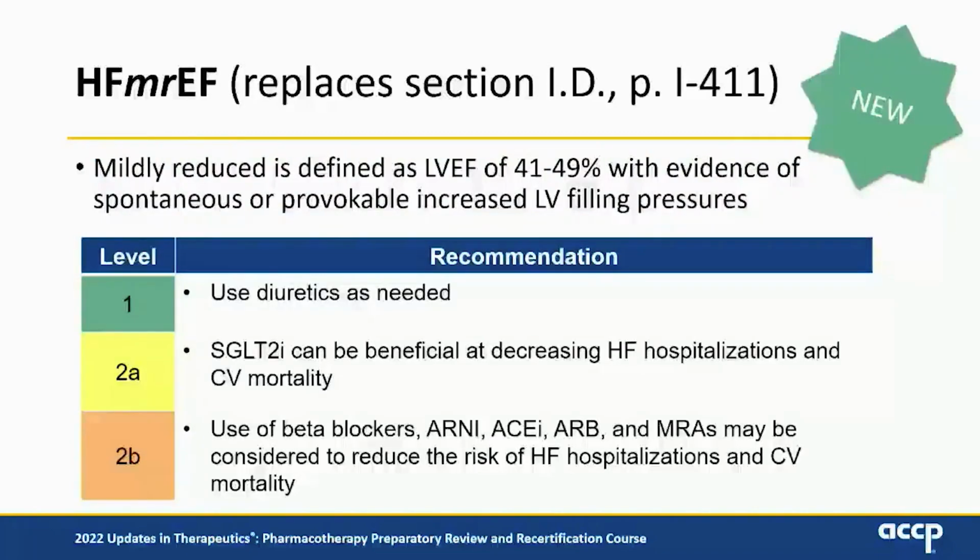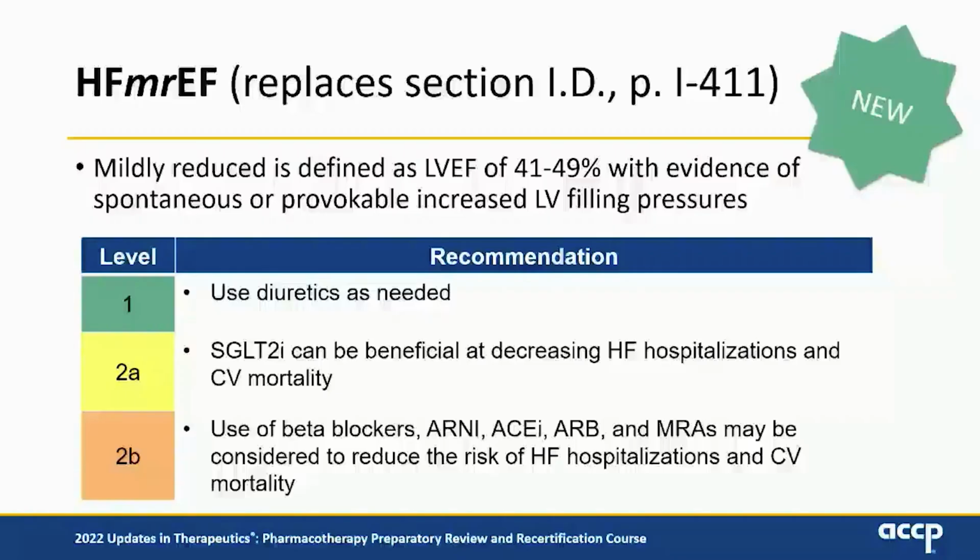I also told you we'd talk about these other two new classifications. The first one is heart failure with mildly reduced EF. So these are patients that fall in between that HFrEF range and that HFpEF range. And so the guidelines here recommend, again, use diuretics if you need them. The second recommendation is also something we've already talked about before, SGLT2 inhibitors can be beneficial at decreasing hospitalizations and mortality. So in our HFpEF trials of SGLT2s, we saw the most benefit at the lower end of the EF range. So that's why SGLT2s are incorporated here. And then the third recommendation is basically saying any of the drugs that are useful in HFrEF may be considered to reduce the risk of hospitalizations and mortality here.